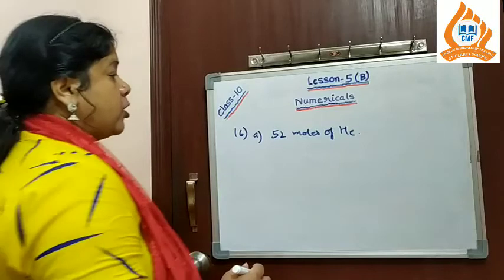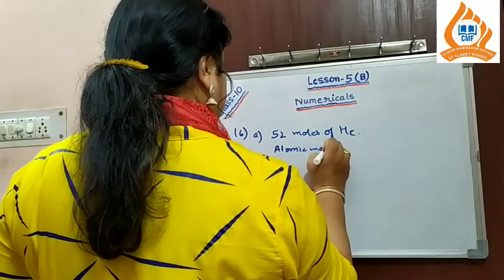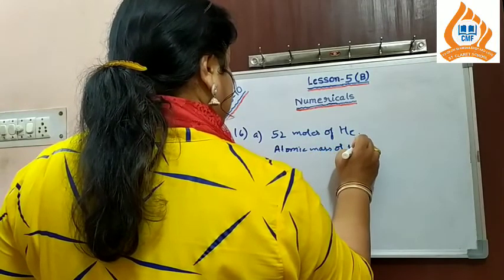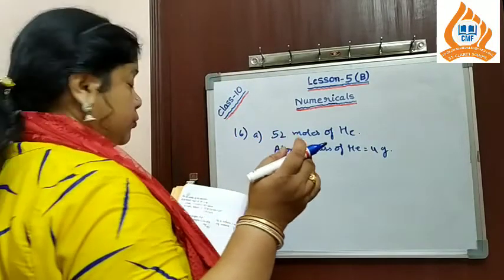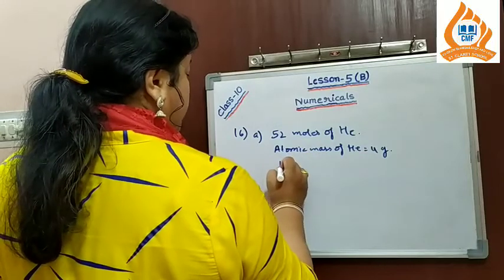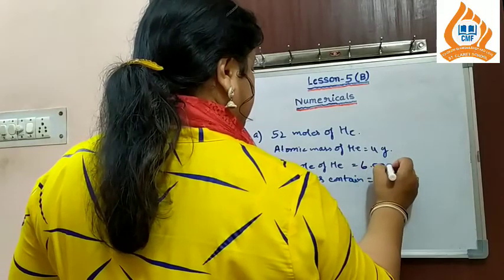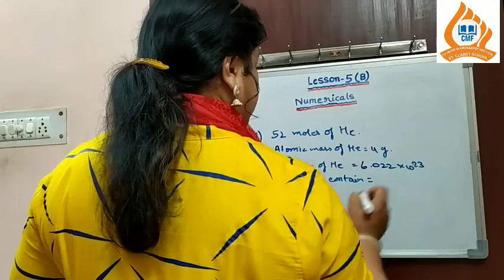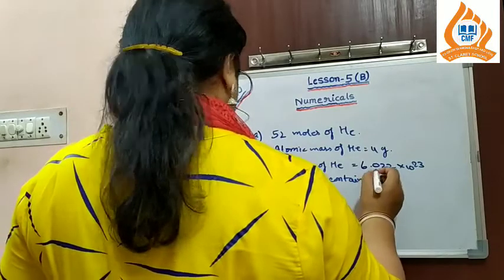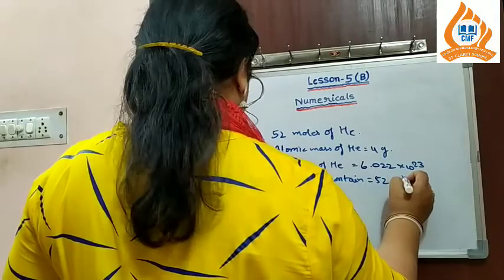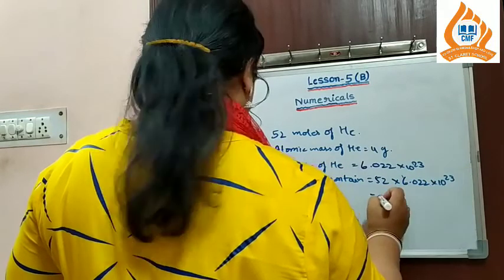Now we know that the atomic mass of helium is 4 grams. Okay, helium has 2 protons and 2 neutrons, so 4 grams. So 1 mole is equal to how much? It should be 6.022 into 10 to the power 23. So 52 moles will contain how much? 52 into 6.022 into 10 to the power 23. So the answer will come out.